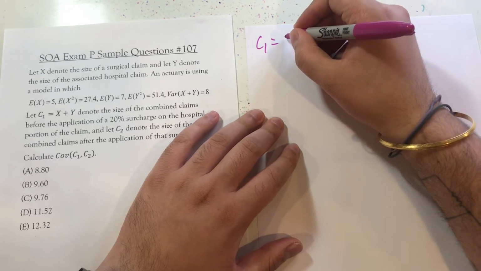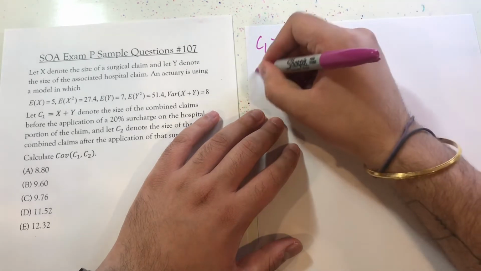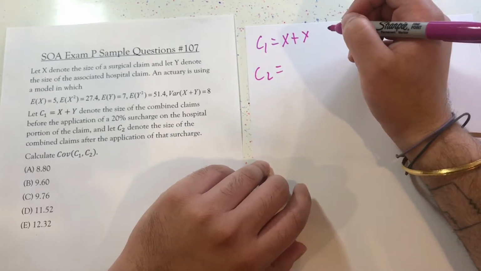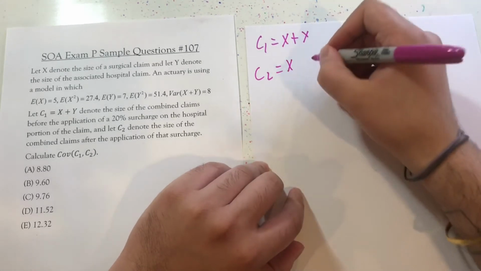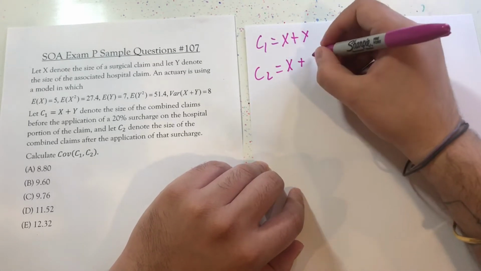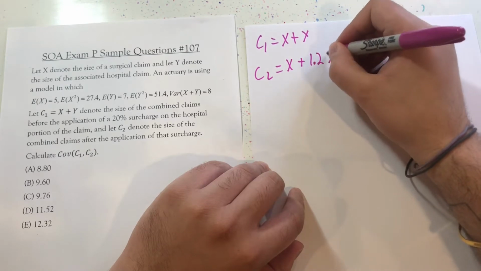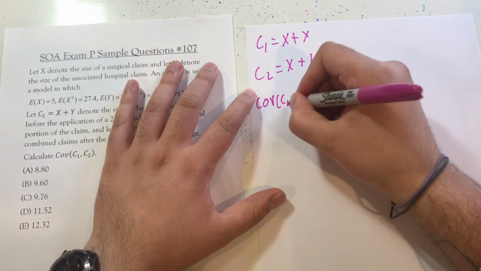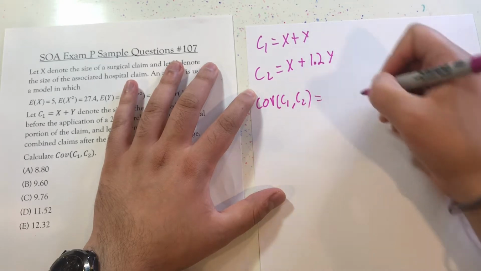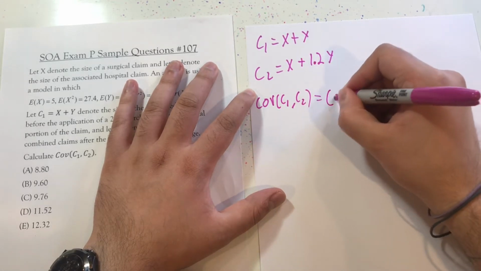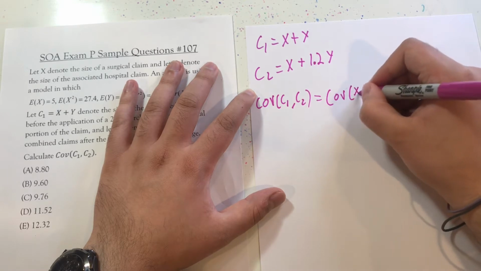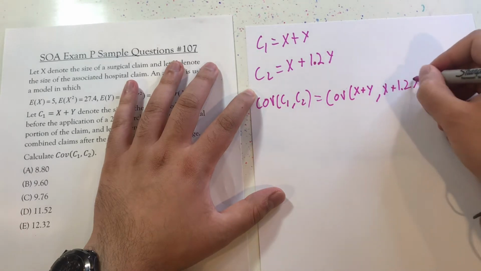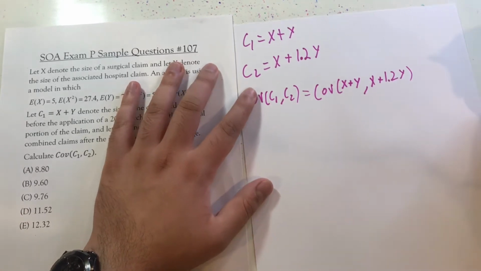It gives us that C1 is X plus Y. C2 is the size of the combined claims after that 20% surcharge on the hospital portion. Since Y is the hospital portion, we're going to increase that by 20%, and that's just multiplying it by 1.2 there. So now we want the covariance of C1, C2. And I'm going to just do some replacements. This is the same thing as the covariance of X plus Y, X plus 1.2Y.